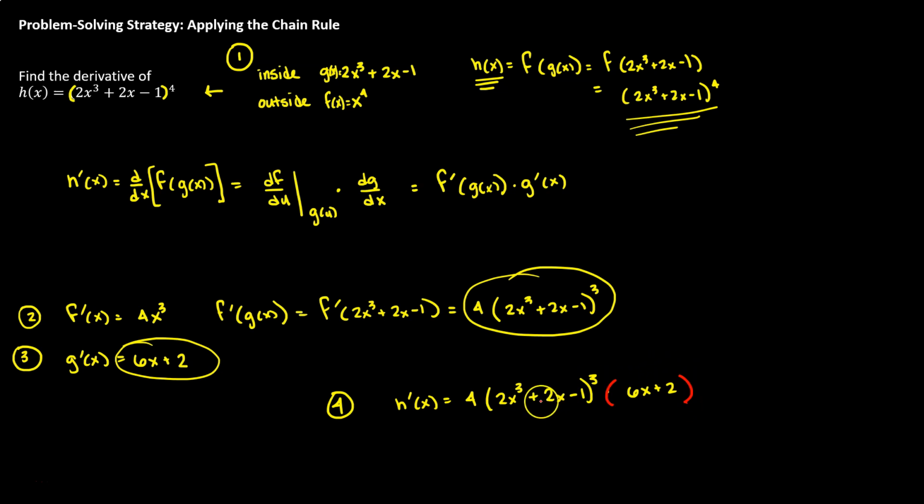Another mistake that's common is forgetting to plug g of x into the derivative of the outside function. If I had made that mistake, I might think that the answer would be 4x cubed times 6x plus 2, and that's not true. So we need to make sure to follow each step completely, keeping in mind step 2 actually has 2 parts. First part is finding the derivative of the outside function. The second part is plugging the inside back in.